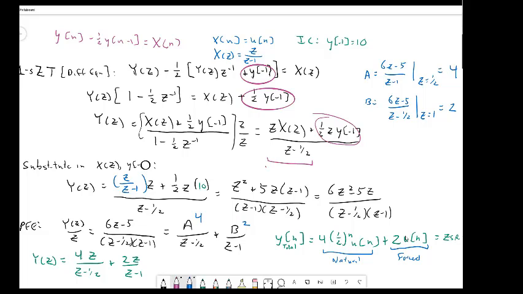We see our X of z, the z over z minus 1/2, would have been our transfer function H of z, because we wouldn't have had this piece. And so the initial condition part that we picked up came from those initial condition terms, which came along as part of the shift property of the one-sided z transform.